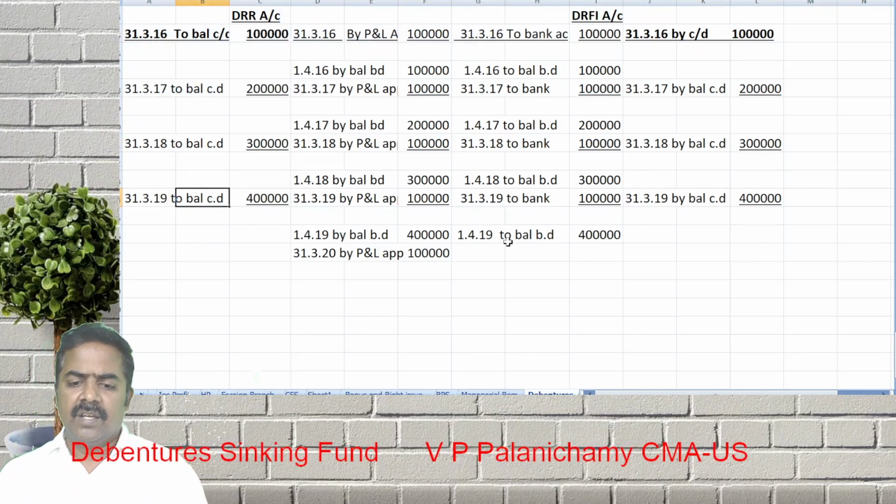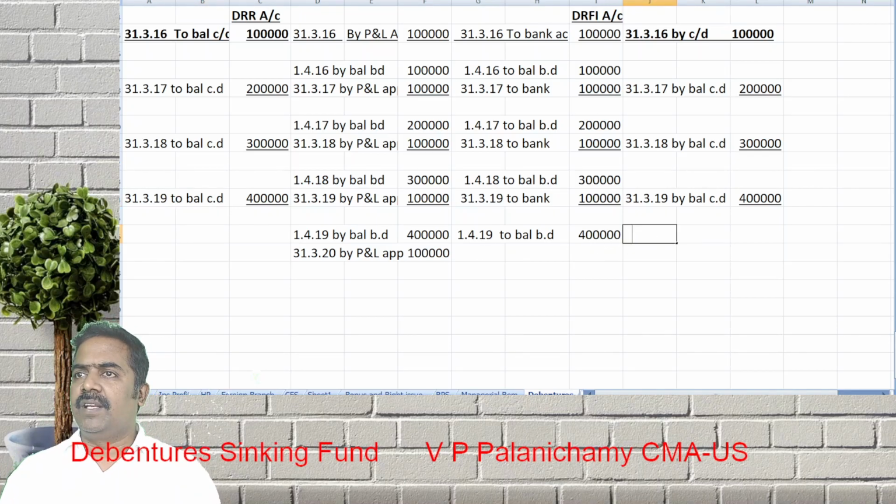We are in fifth year. Fifth year we will sell the investment. So on 31st March 2020 by bank. எவ்வளவு சேல் பண்ணிருக்கோம்? If nothing is given, we can assume that investments are sold for par value. What is the value of investment? 4 lakhs. அது 4 lakhs சேல் பண்ணிருப்பாங்க.